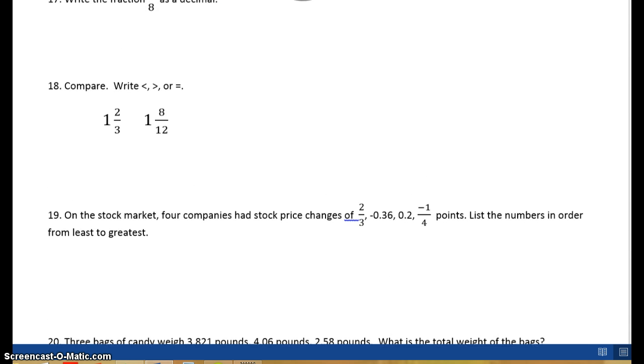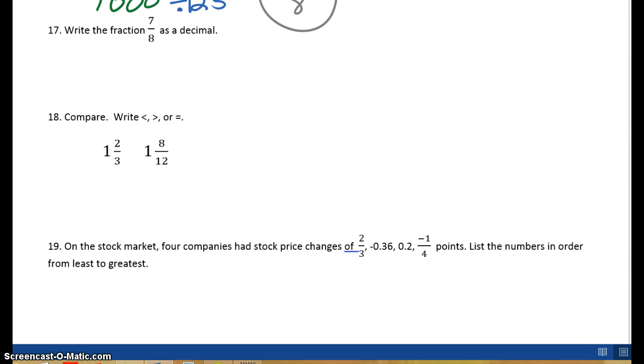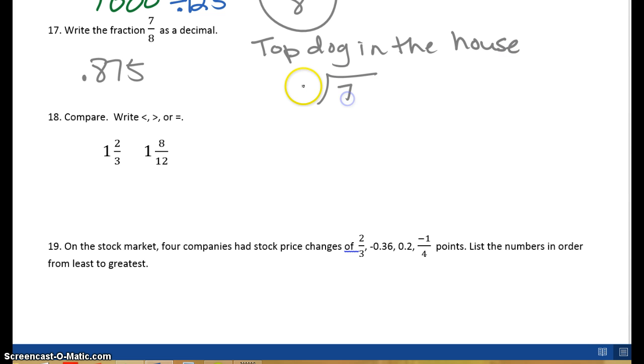Now we look at number 17. That one might look a little familiar to you guys. It's writing the fraction 7/8 as a decimal. Now number 16, we actually changed the decimal form into that fraction, so we should automatically know that that is 0.875. On your final or on any homework or future tests, if we need to change a fraction into a decimal and we didn't already know the decimal form, the way we show our work is we do top dog in the house. Remember that, meaning we write our numerator inside the division house, and we do our long division that way.